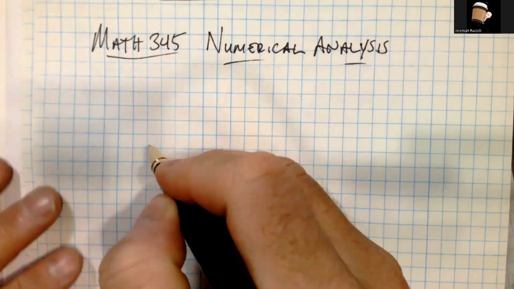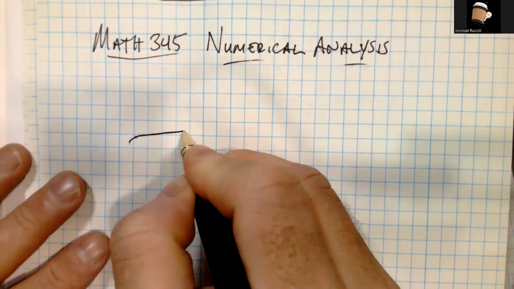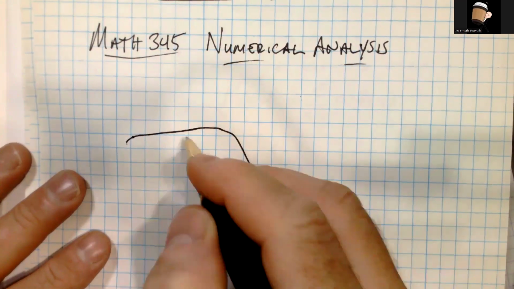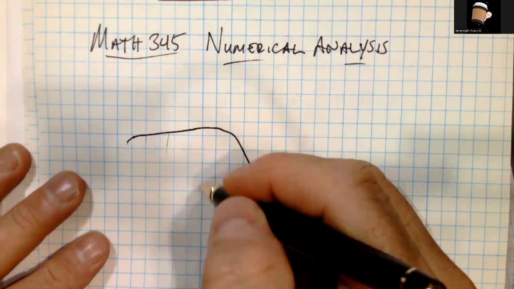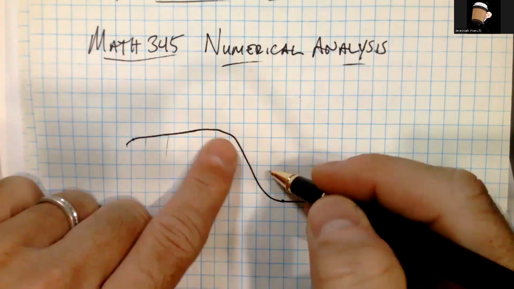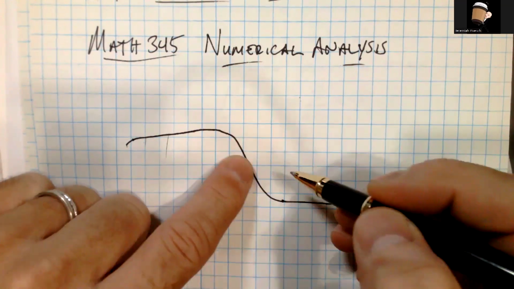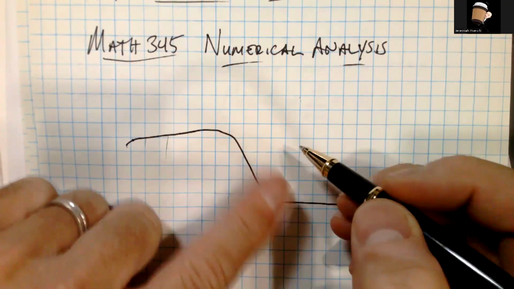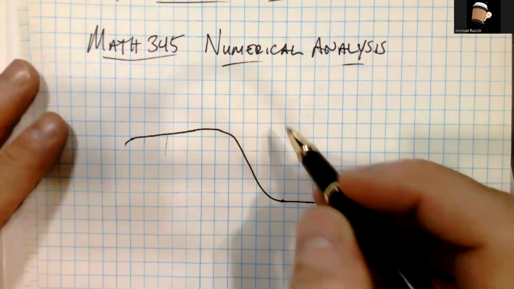Let's say our function is cruising along, and then it has something like this, and then it's cruising along again. If our nodes are equally spaced and we miss this rapid deceleration in this section, we may get a very gross error introduced here, or we may miss this whole value completely.